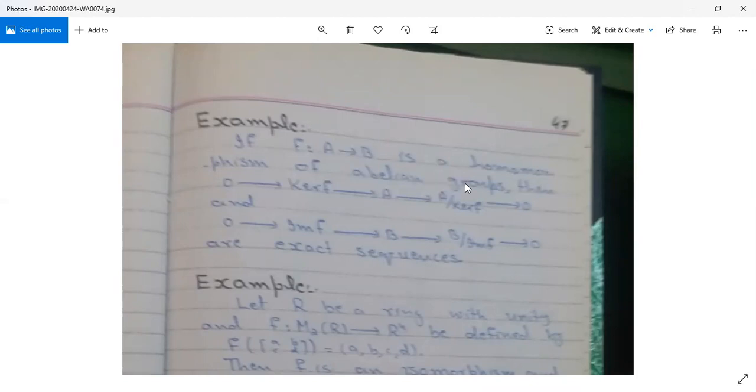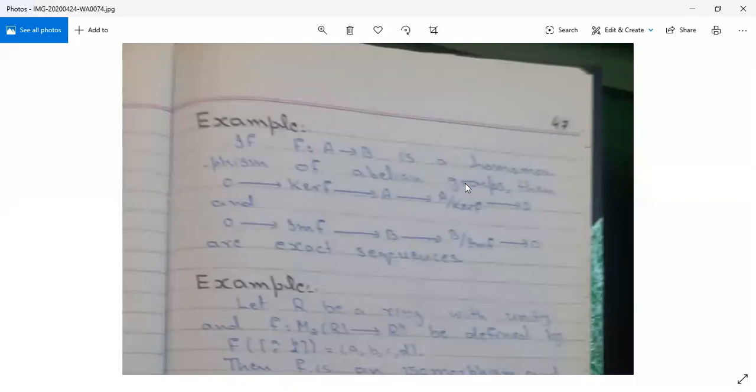A group G is said to be abelian if it satisfies the following five conditions: closed, associative, identity, inverse, and commutative law. If the binary operation is multiplication, you should use multiplication. If the binary operation is addition, you should use addition.